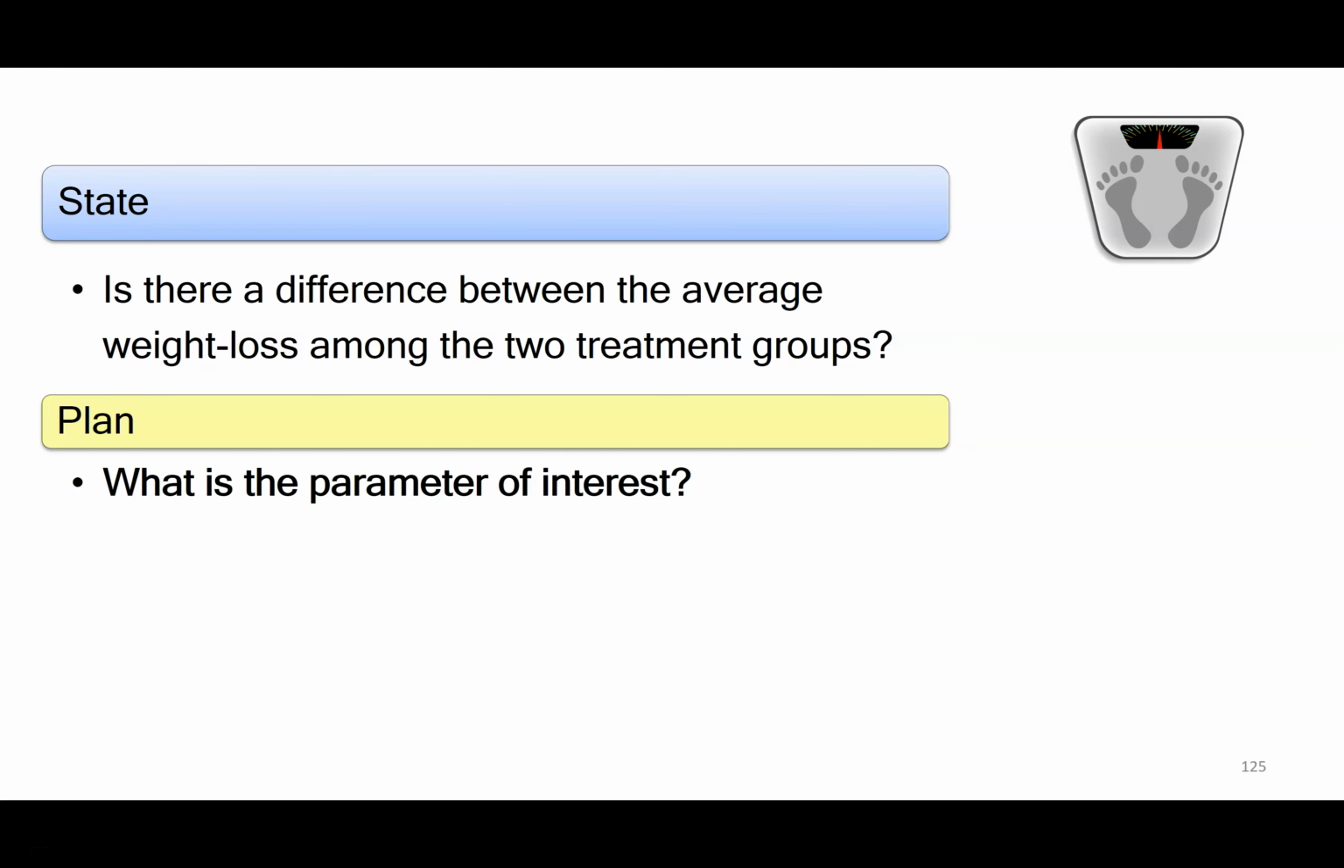So stating our plans here, is there a difference between the average weight loss among the two treatment groups? So we want to know, exactly, is there a difference in average weight loss between treatment A and treatment B? We don't have a particular suspicion one way or the other that, hey, one of them is definitely higher. So then my parameter of interest is going to be mu. I'm going to write it mu A minus mu B. That way it's just easier.